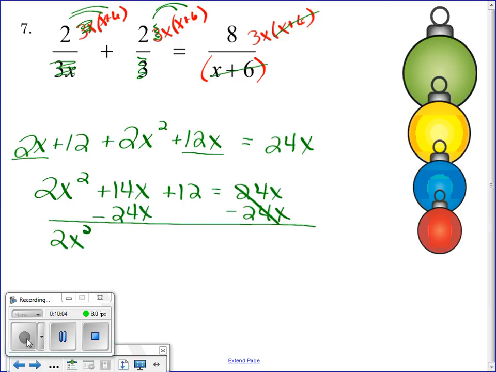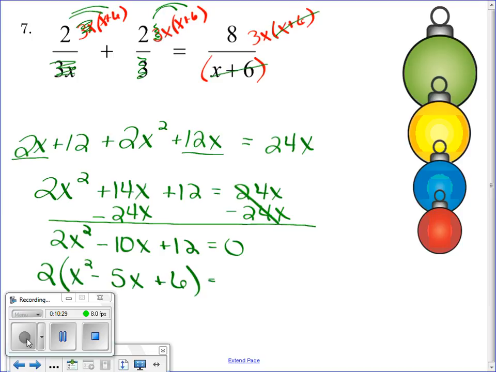2x squared. That would give me negative 10x plus 12 equals 0. All right, so we have an x squared, so we set it equal to 0, because now I have to factor it. So let's take out a 2. It's got the GCF in there. So x squared minus 5x plus 6.